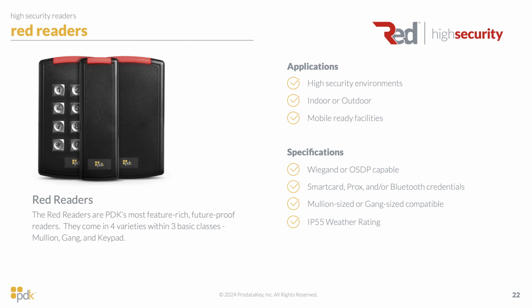Those are the three models up there on the screen. We have the mullion in the middle, the gang size to the right, and the keypad on the left, which is also the same size as the gang size. And all of these have IP55 weather ratings. All of PDK's readers are outdoor rated, which means that you can use any one of them outdoors. Now, will all of them survive being submerged underwater? No, probably not, but they will all withstand the basic weather elements that you can throw at them.